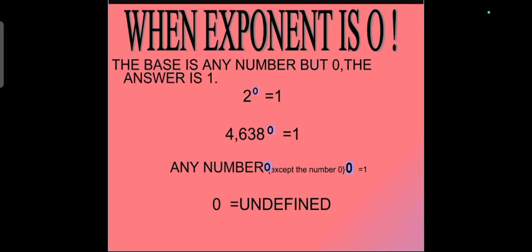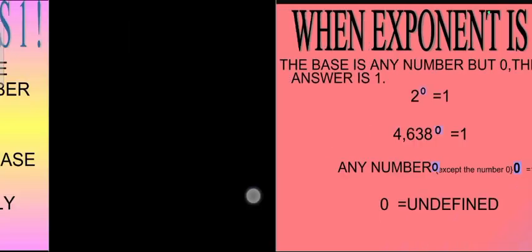Whether it is 2 raised to the power 0, it becomes 1, or 4688 raised to the power 0, it will also become 1. Any number except 0 raised to the power 0 will always become 1, because 0 raised to the power 0 is undefined, so it does not exist. While if we talk about natural numbers, then for any natural number raised to a power we will always get an answer, but 0 raised to the power 0 is undefined; we will not get any answer.